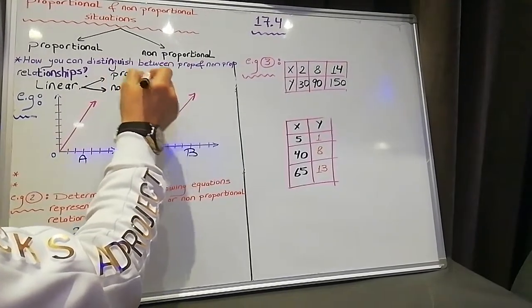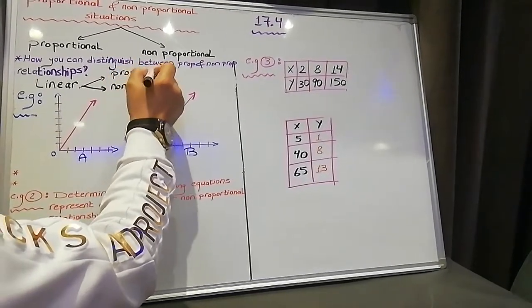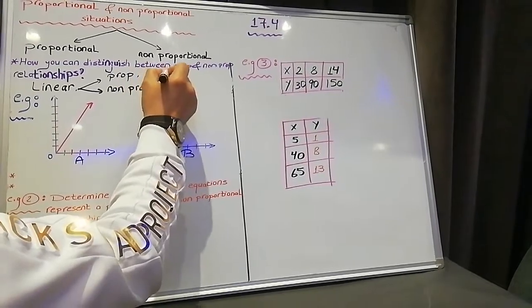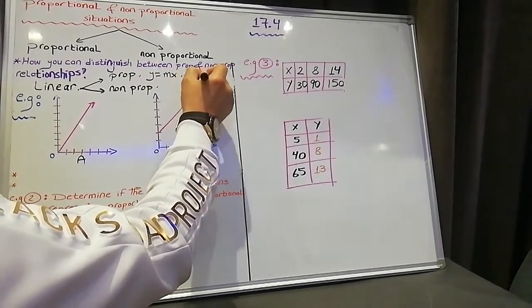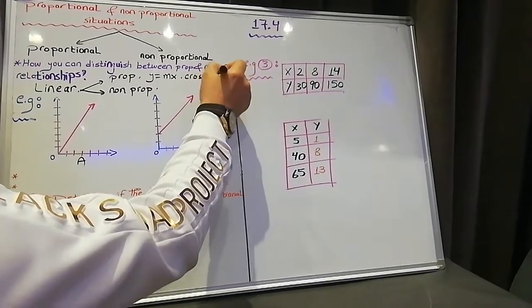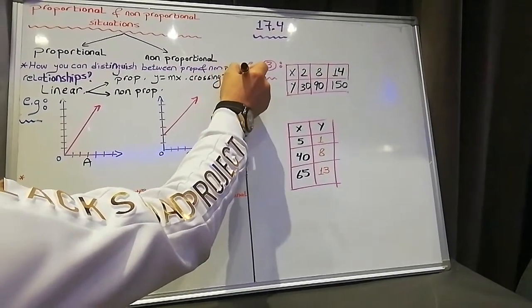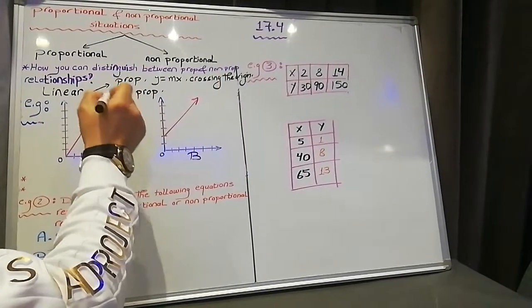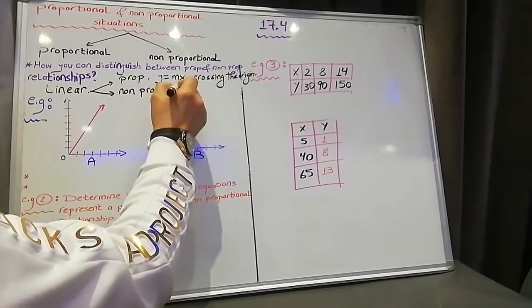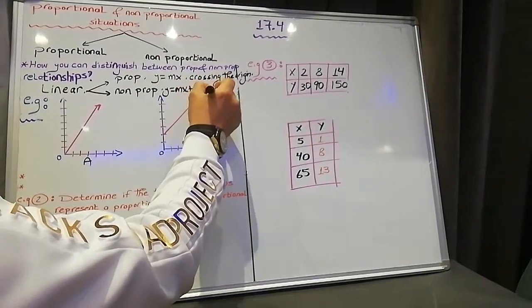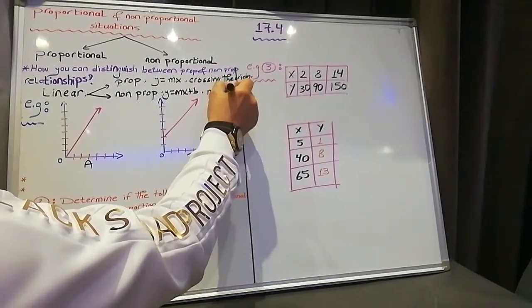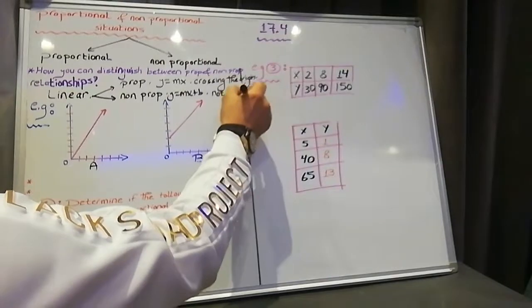So, if it is proportional, guys, this means that it comes in the form of y equals mx, and of course, the line is crossing the origin. Non-proportional comes in the form of y equals mx plus b. And of course, it is not crossing the origin.